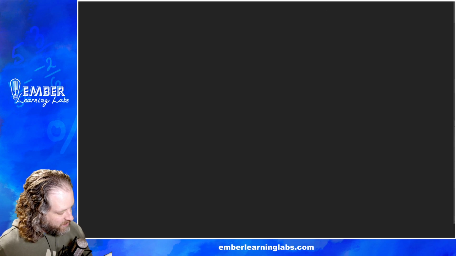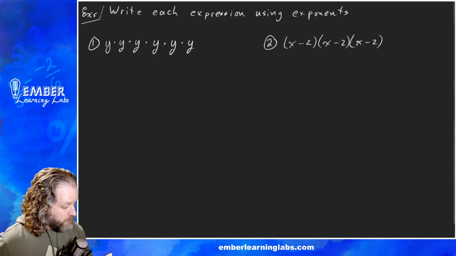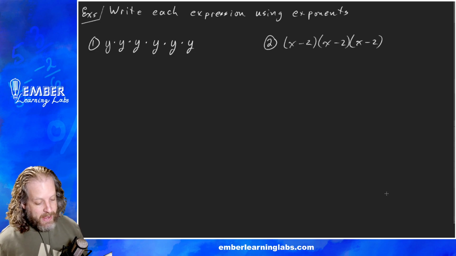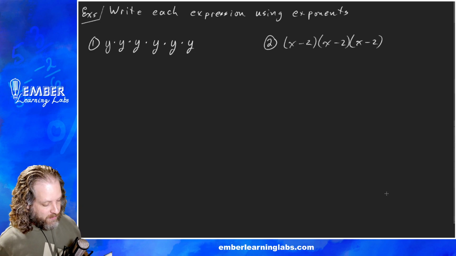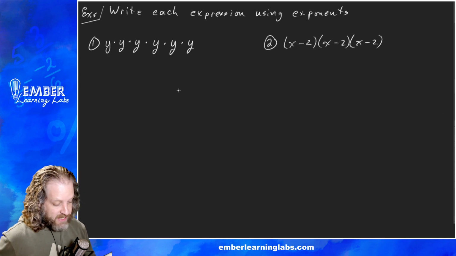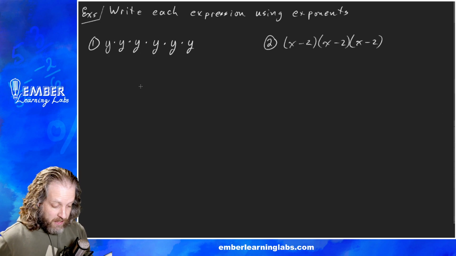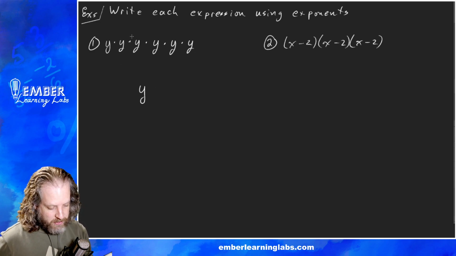All right, let's look at another one. We're going to write each of these expressions using exponents. Now we've got something a little bit different. Our bases are a little bit funky. Instead of having numbers here, we've got variables. So you do it the exact same way. Our base is y. That's what's being multiplied. How many times do we multiply it? 1, 2, 3, 4, 5, 6. So this would turn into y to the 6th.